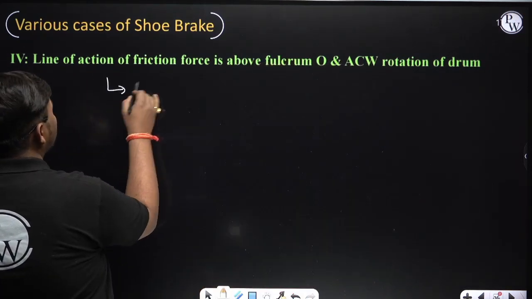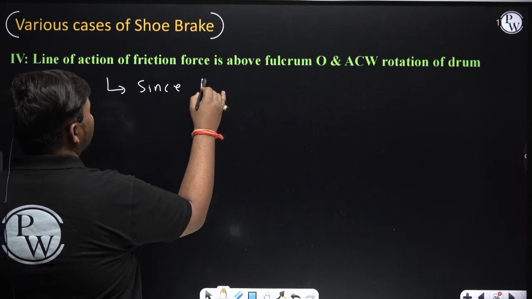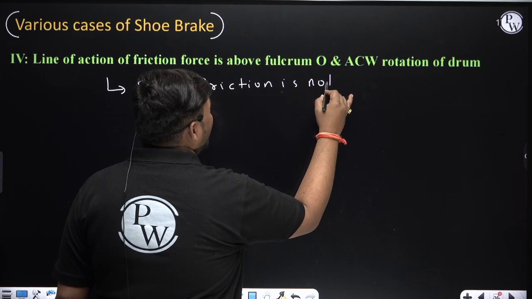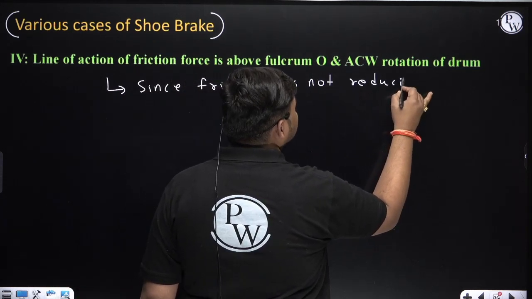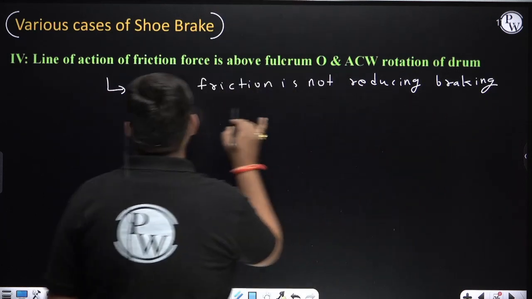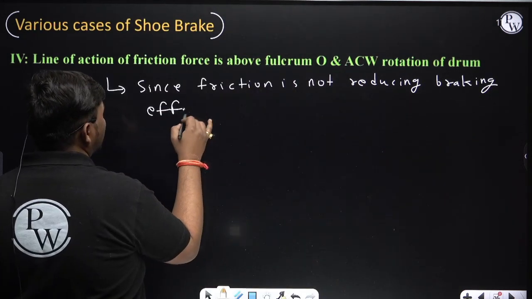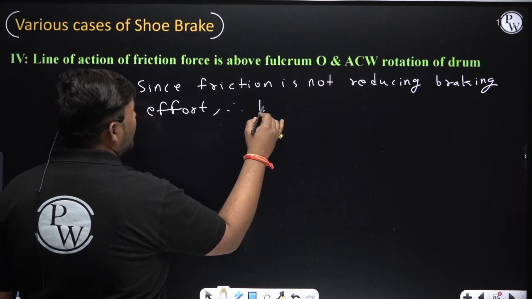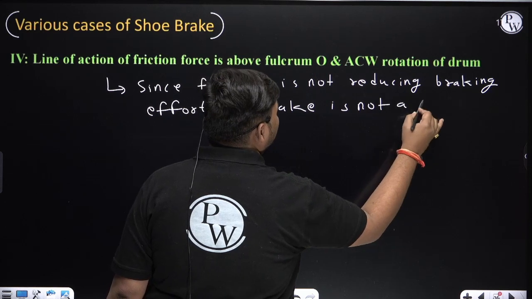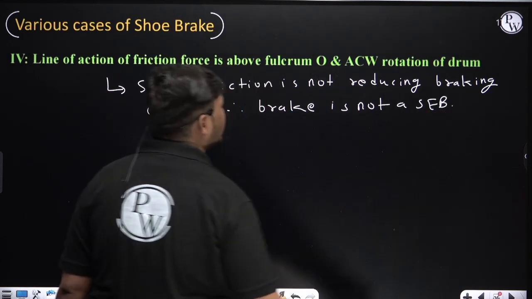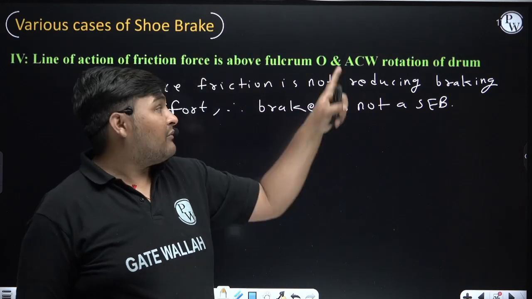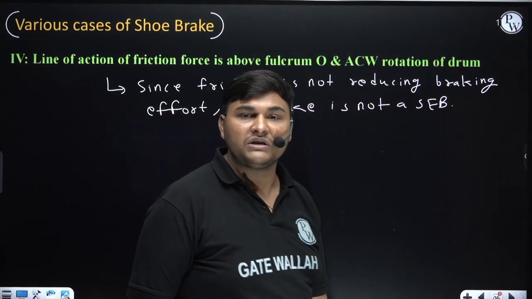So in this case, since friction is not reducing braking effort, therefore the brake is not a self-energizing brake. This means in this same case, when the drum was rotating clockwise, the brake was self-energizing, but when the drum is rotating anti-clockwise, the brake is not a self-energizing brake.